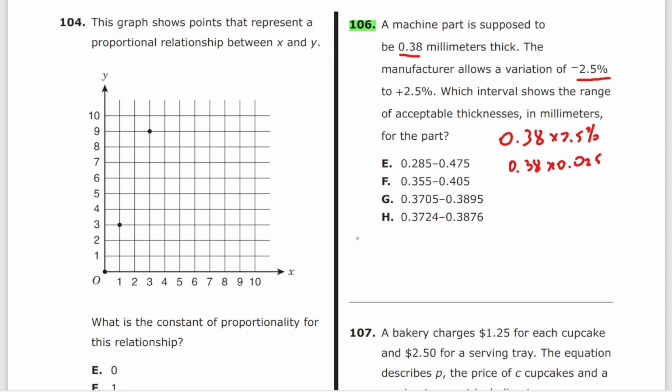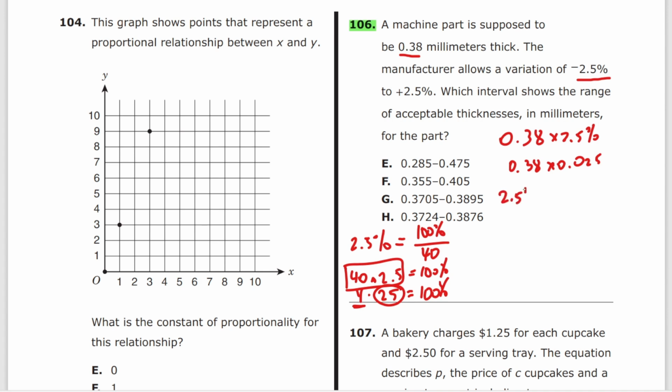We do know that 2.5% is equal to 100 divided by 40, all right? Because 40 multiplied by 2.5 is equal to 100%. How do we know that? Well, we also know that 4, for example, multiplied by 25 is equal to 100%. So if you take the decimal here and then add the 0 here, 40 times 2.5 is also going to be equal to 100%. What does it mean? It means that 2.5% is equal to, in our case, 0.38 divided by 40. So we just divide by 40.